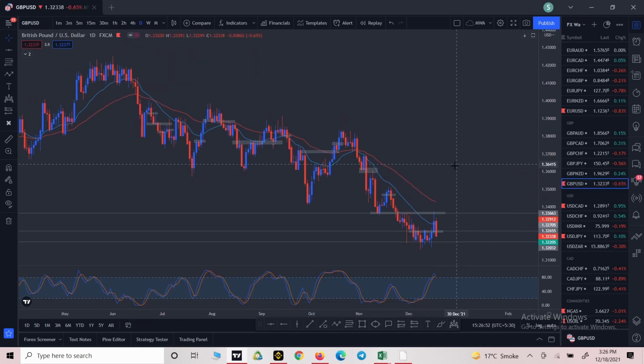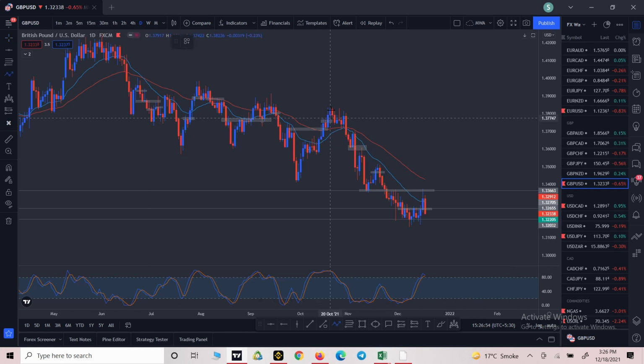GBPUSD also looks very bearish. Starting from here, we have the low, lower high, lower low, lower high, lower low, lower high, lower low, lower high. And right now the price broke and closed below the previous low, and as we can see here, price retested this zone and got rejected from the zone.